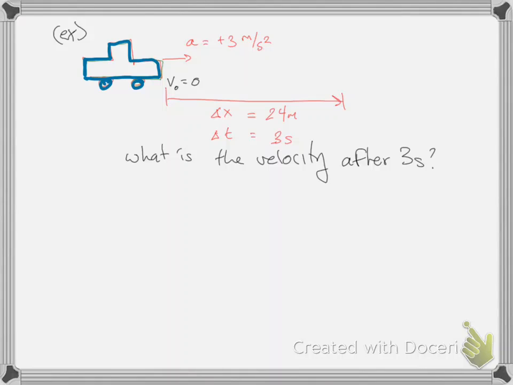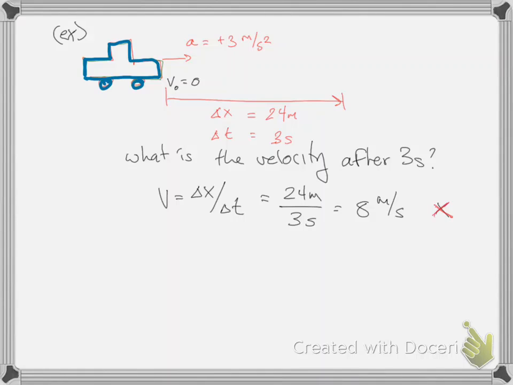So we look at this and we say, oh, okay, so v equals delta x over delta t. I want to know the velocity after 3 seconds. It's 24 meters over 3 seconds, which is 8 meters per second. And wrong. Incorrect. Wrong answer.